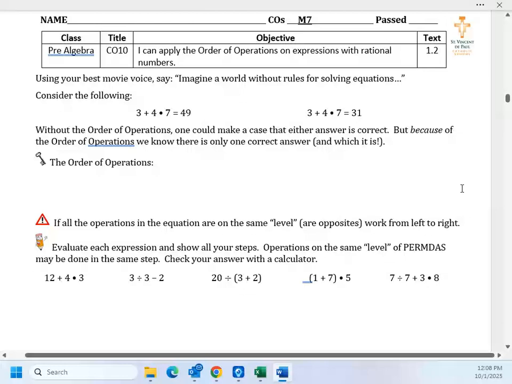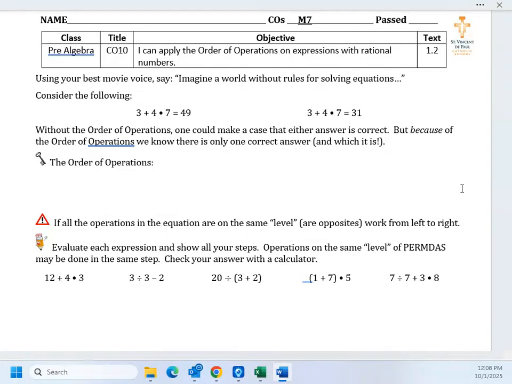Good afternoon. Today we are working on CO10. I can apply the order of operations on expressions with rational numbers. Now, very often, I will say there's lots of different ways to do math, as long as we're getting the right answer. When we do order of operations, I'm going to be a little bit of a stickler and say do it this way. Set up your problems this way. Because I know what's coming. I know what math is going to look like next year and the year after.